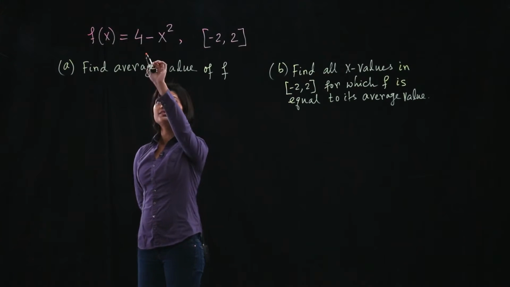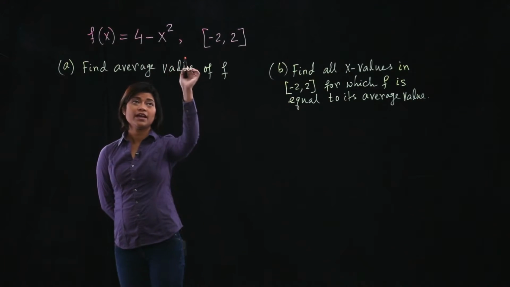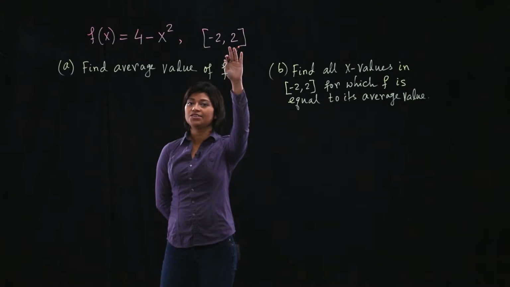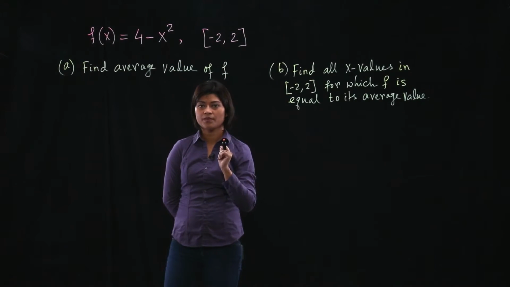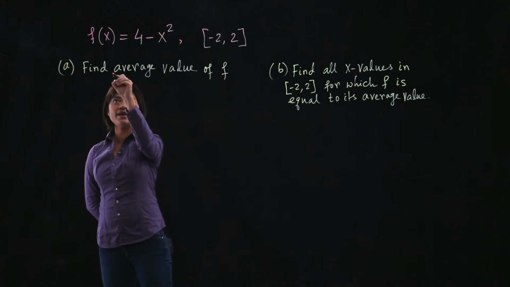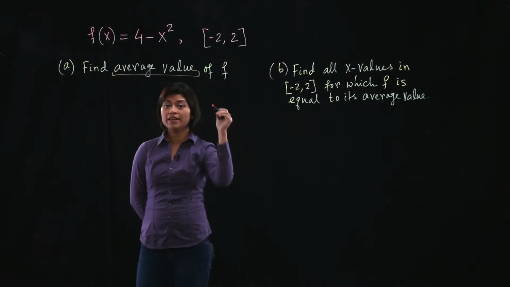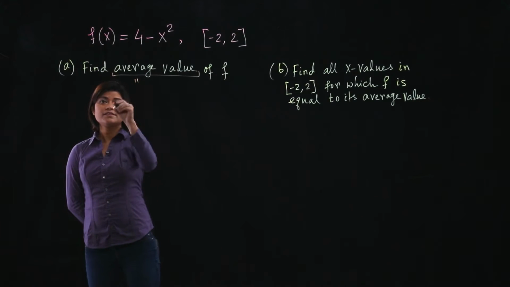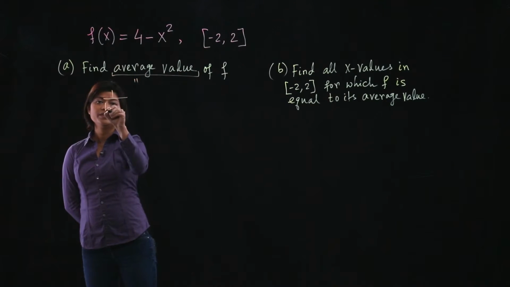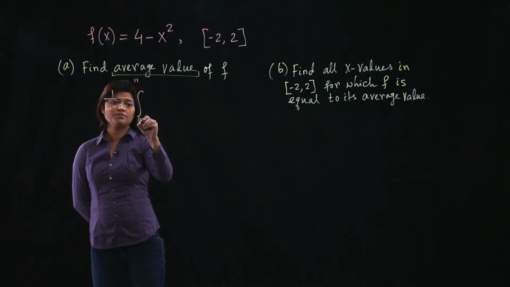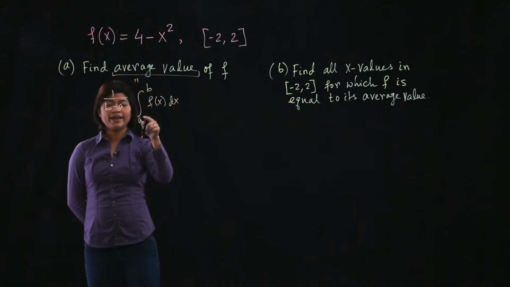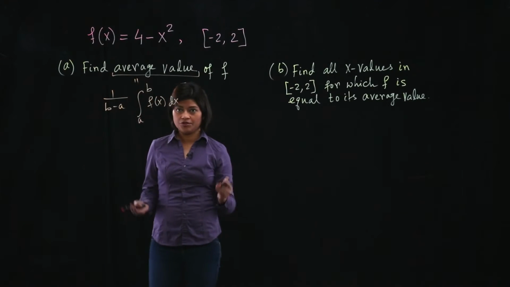The function is 4 minus x squared, and we have to compute the average value of this function inside this interval from -2 to 2. Now recall that we can find average value by using a definite integral. In particular, this is 1 over b minus a, integral from a to b of f(x) dx, where a and b are the endpoints of the interval.